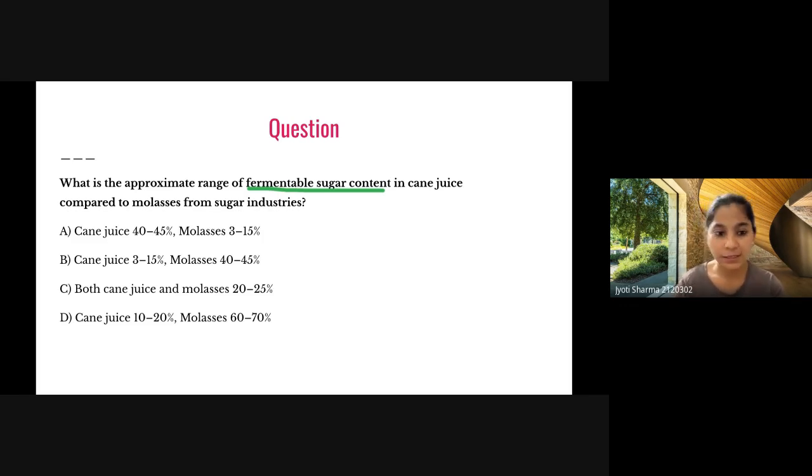Let me see. The answer I got is B. So yes, answer is B. From sugar cane, the fermentable sugar content will be just 3 to 15%, but in molasses that we will get from the sugar industry, the fermentable sugar content will be 40 to 45%.